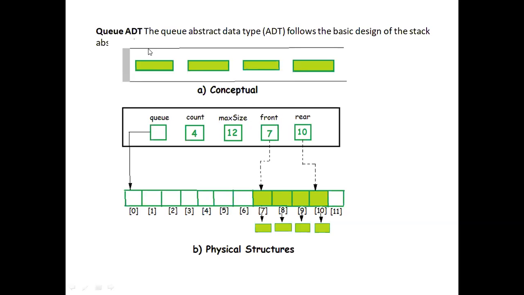ADT means what? What operations do I perform? What data types do I want? What variables do I want? All these are the same, and they will be mentioned in the ADT. Okay.